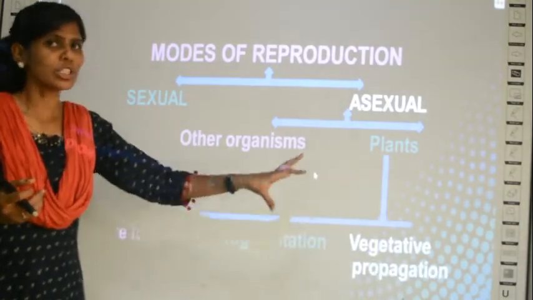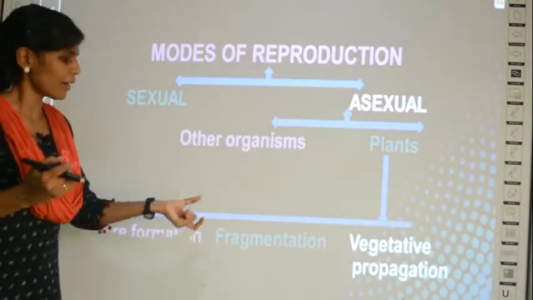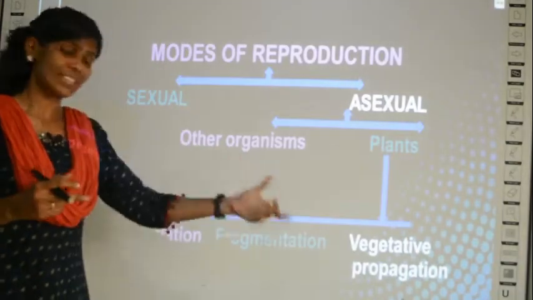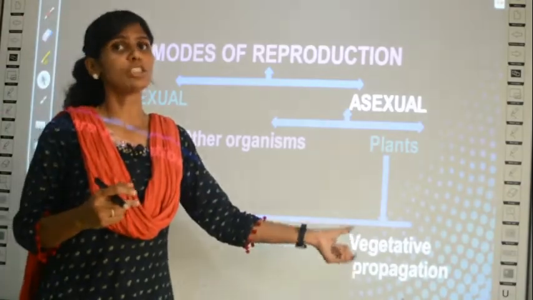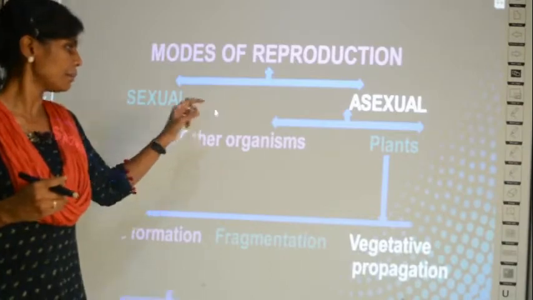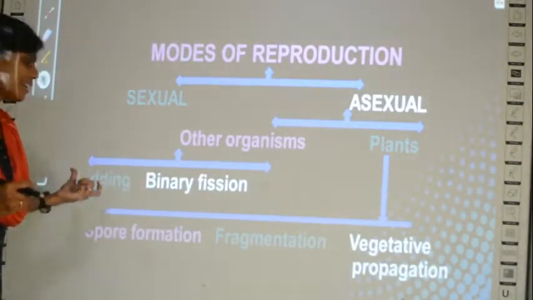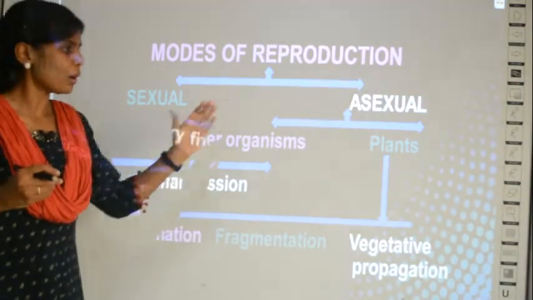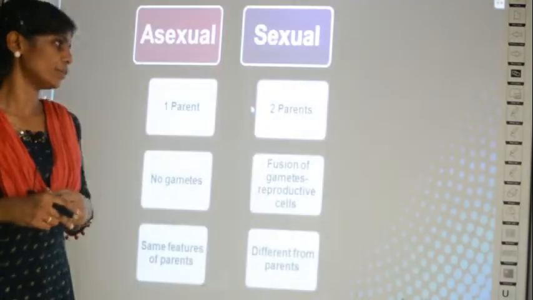Usually reproduction in plants can happen in three ways, called spore formation, fragmentation, or vegetative reproduction, vegetative propagation. So spore formation, fragmentation and vegetative propagation are the three methods by which plants usually multiply. And what about other organisms? They multiply either by budding or by binary fission. All these technical terms you should be familiar with from an exam point of view.